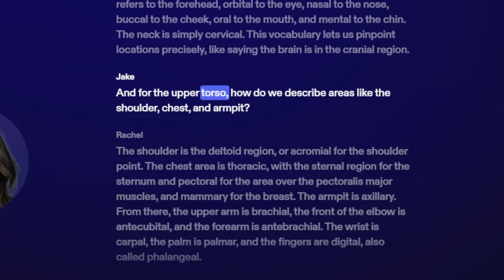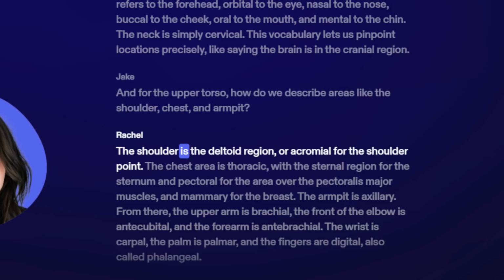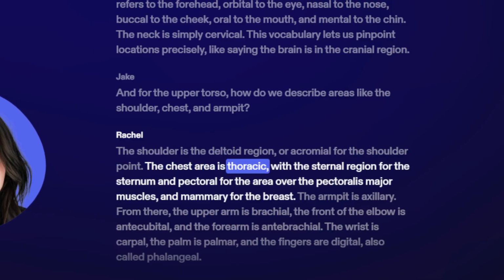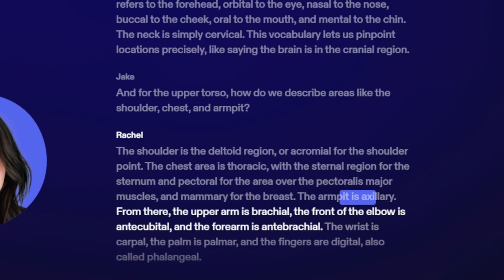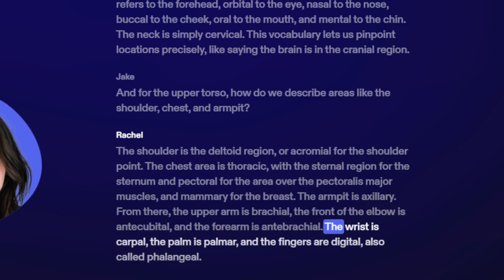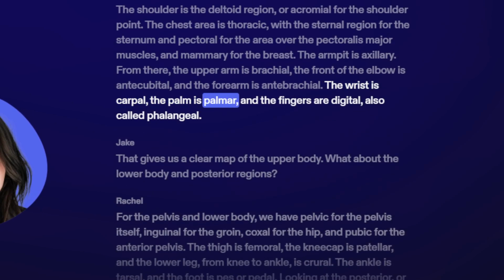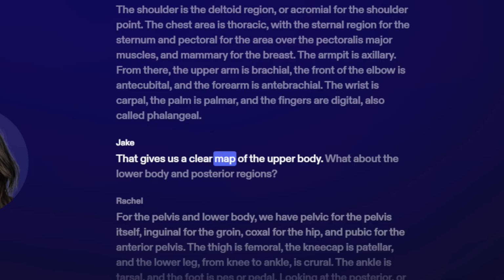And for the upper torso, how do we describe areas like the shoulder, chest, and armpit? The shoulder is the deltoid region, or acromial for the shoulder point. The chest area is thoracic, with the sternal region for the sternum, and pectoral for the area over the pectoralis major muscles, and mammary for the breast. The armpit is axillary. From there, the upper arm is brachial, the front of the elbow is antecubital, and the forearm is antebrachial. The wrist is carpal, the palm is palmar, and the fingers are digital, also called phalangeal. That gives us a clear map of the upper body.